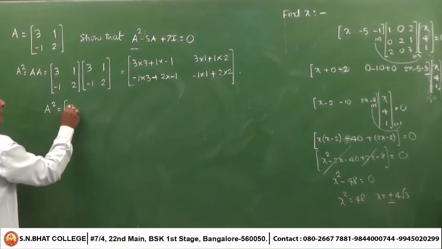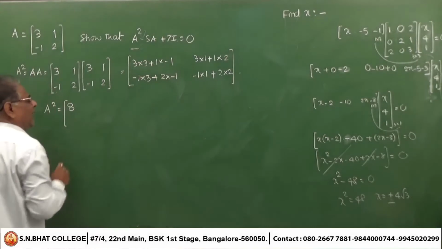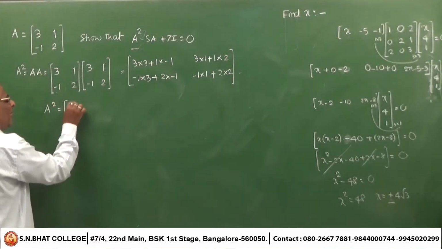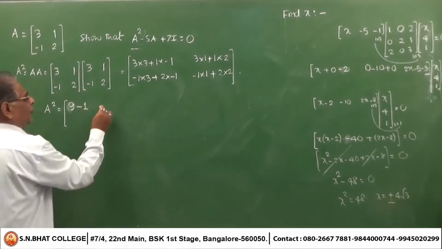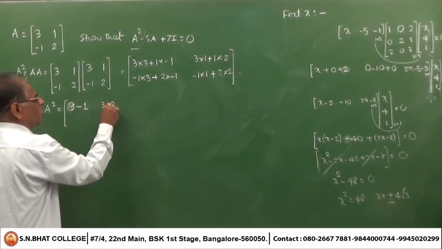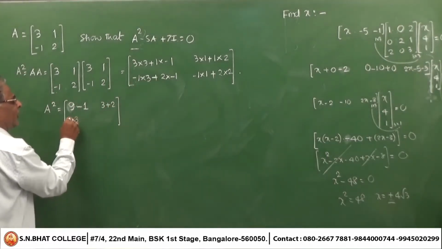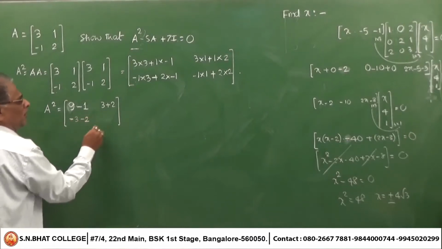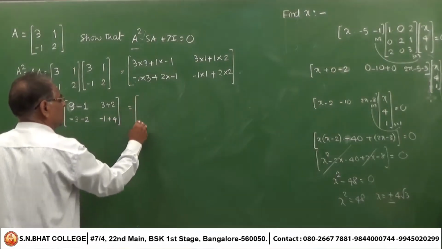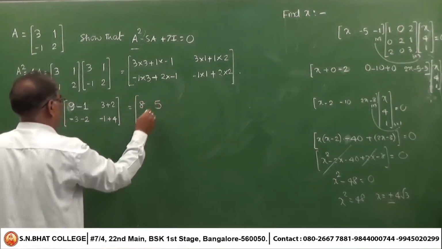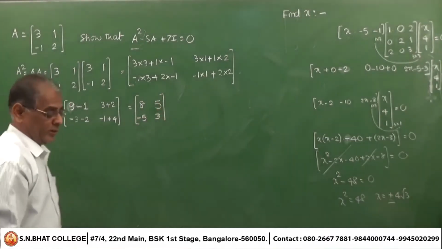3 into 3 is 9, minus 1 is 8. Next, 3 into 1 is 3 plus 2, that is 5. Minus 1 into 3 is minus 3 minus 2, that is minus 5. Next, minus 1 plus 4, that is 3. Therefore, A square is 8, 5, minus 5, 3. This is A square.